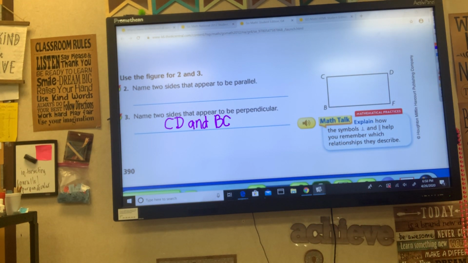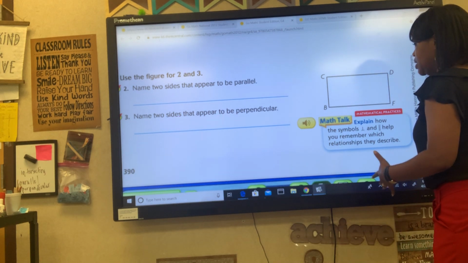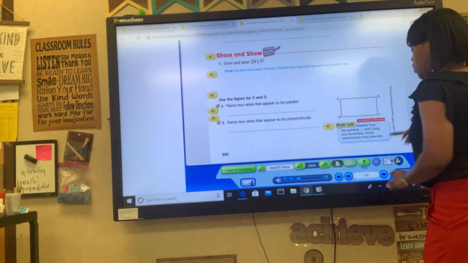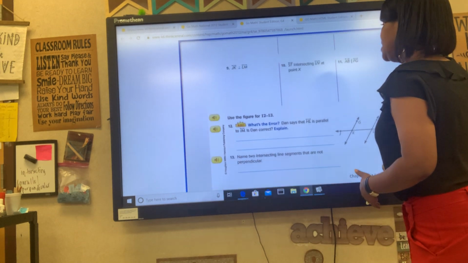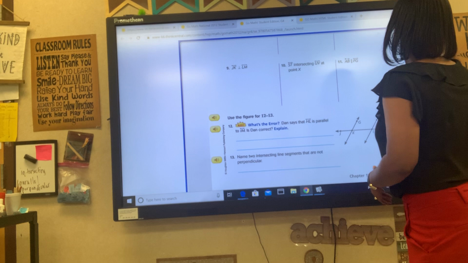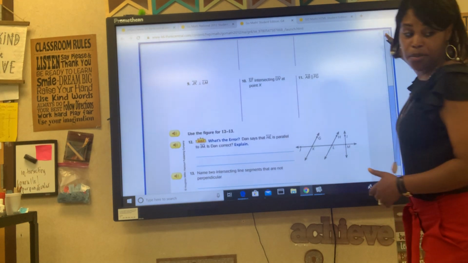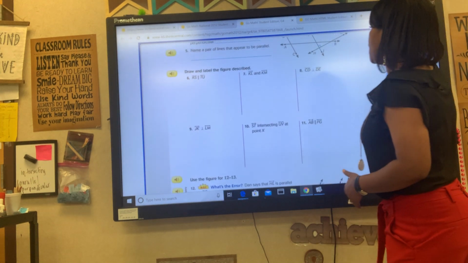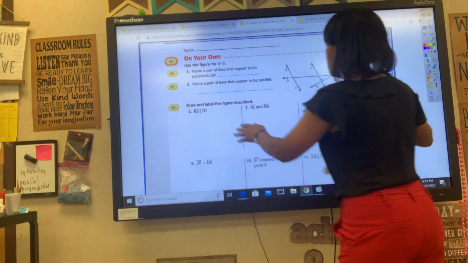So let's practice some more. We're going to look at the on your own section to do some together. And what I want you to get used to doing is drawing them and identifying them. So let's look together at the top of page 391, at the on your own section.